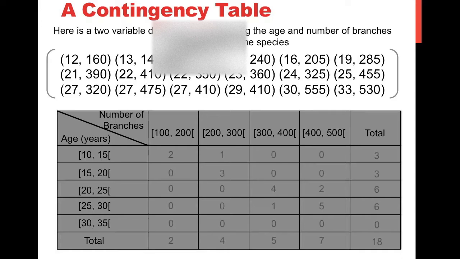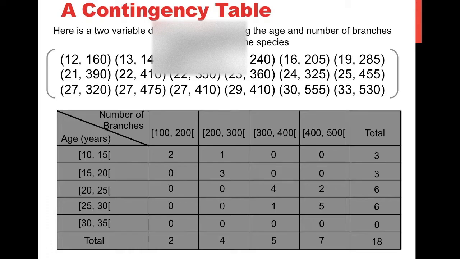And then you would tally together how many each box has. And it's possible that some boxes have none, because there are no trees between 15 to 20 years old that have between 100 and 200 branches. That's fine, okay? But in the end, you would just basically tally all of the points and plot them onto your contingency table. And in the end, you'll have something that looks like this.